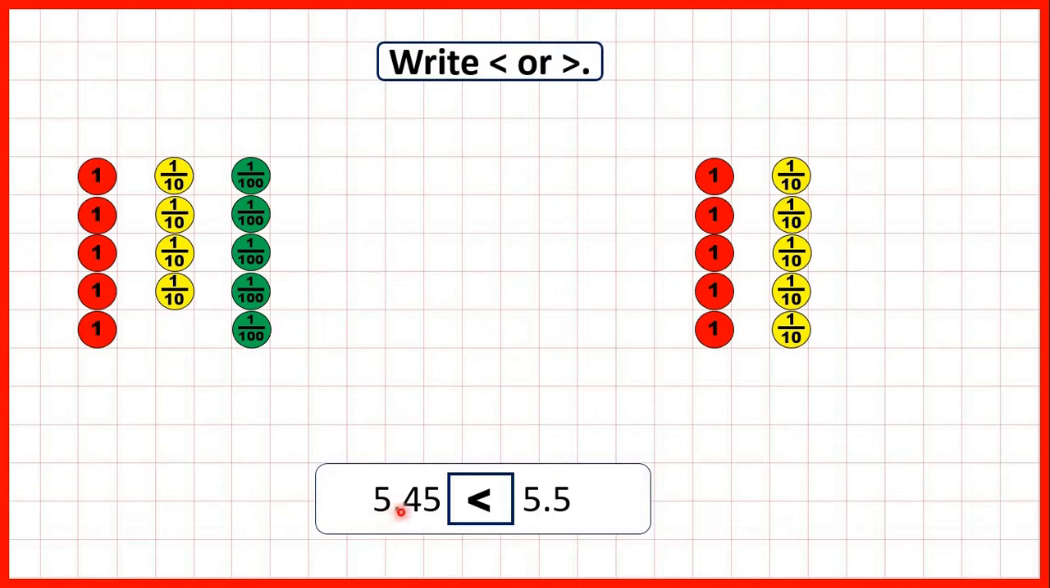Finally, we had 5.45 and 5.5. 5.5 is larger because although the first number has 5/100ths, hundredths are smaller than tenths. We need 10/100ths to make something with the same value as 1/10th. So, because the second number has an extra tenth, we know that 5.5 is the larger number.